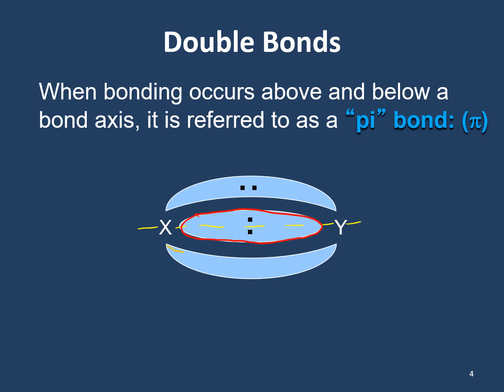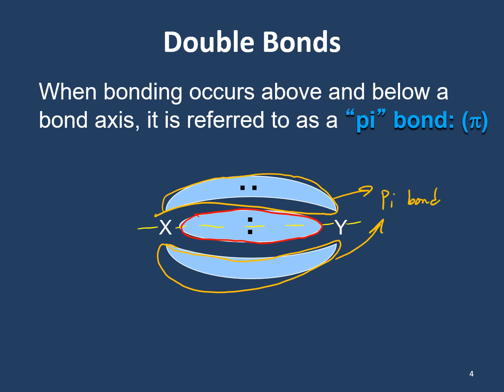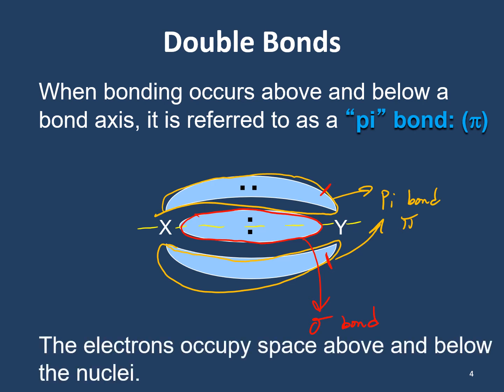The overlaps above and below these guys, this is our pi bond. This guy here is our sigma bond. We only have one pi bond here. Both of these two are part of the pi bond. This is an example of where the overlap is occurring above and below the nuclei. And this is a double bond. So if we look at double bonds, you can see that a double bond is composed of one sigma bond and one pi bond.